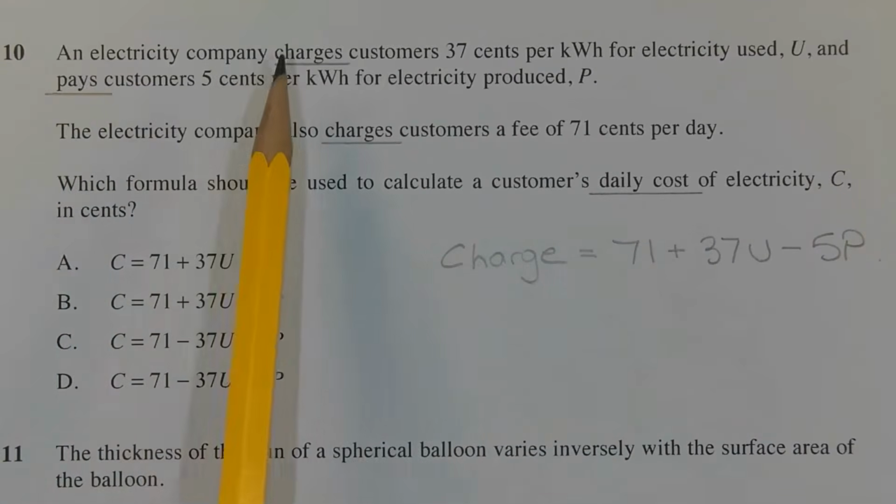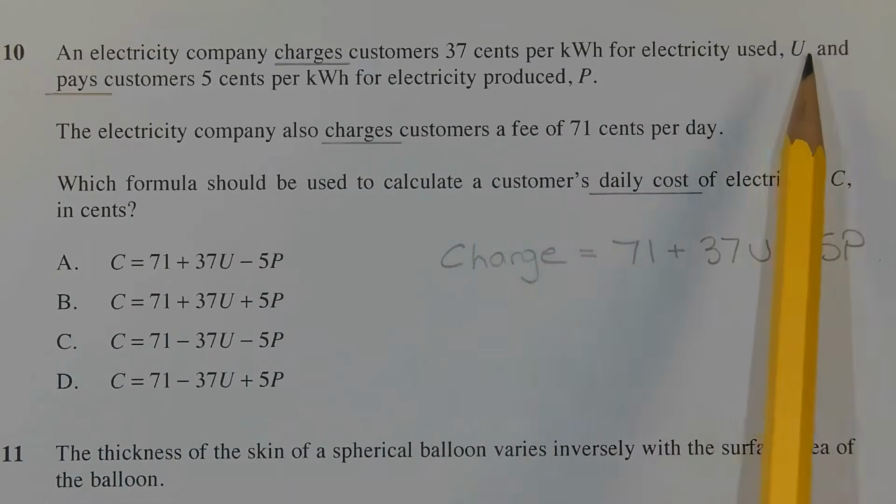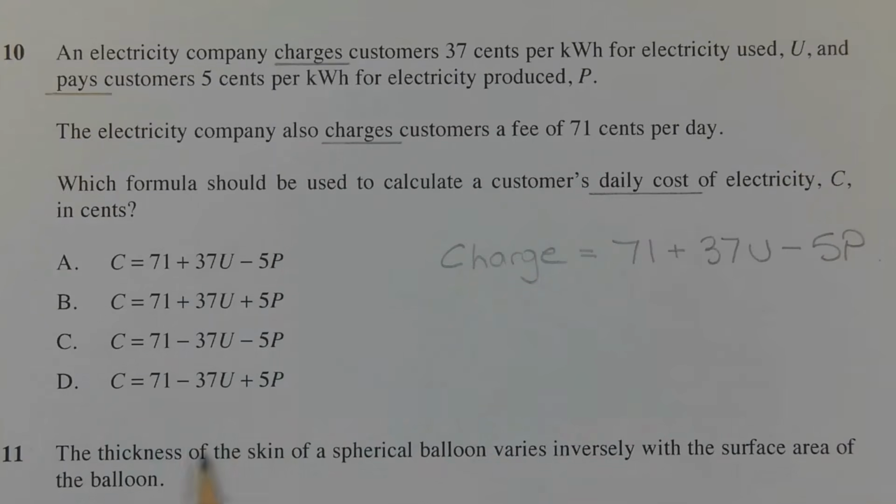An electricity company charges customers 37 cents per kilowatt hour for electricity used, U. So U represents the number of kilowatt hours. For each kilowatt hour, it's 37 cents. So the charge for the energy used is 37 times U. And that's why if you look at all four options, they have a 37U as one of the terms. Now, because C represents a charge, it's what the customer has to pay, the 37U has to be positive because we're adding to the charge. That's why I underlined this key word here, charges. So the formula has to contain a plus 37U.